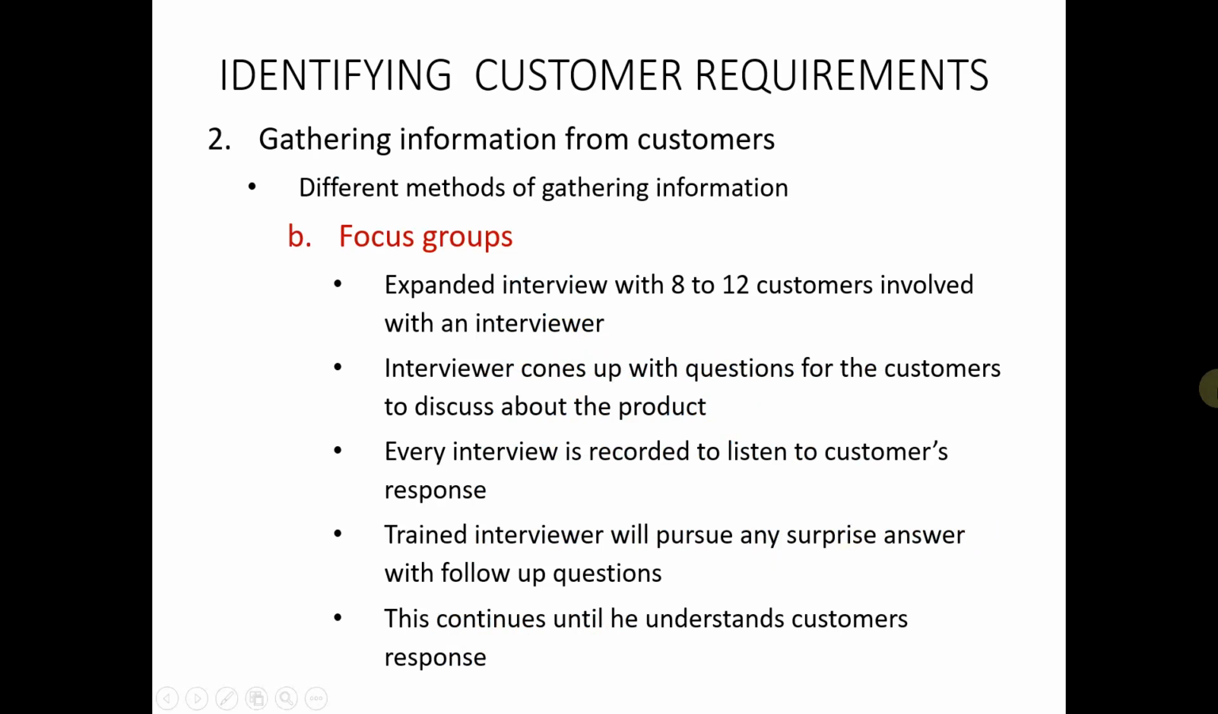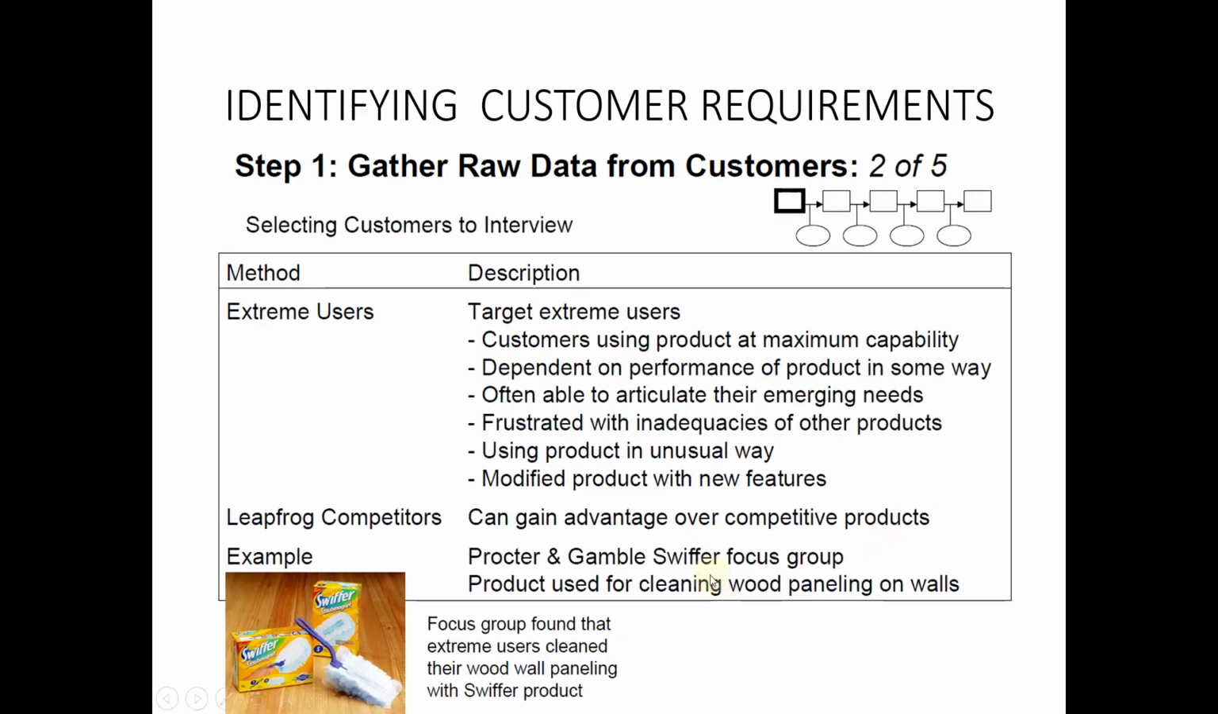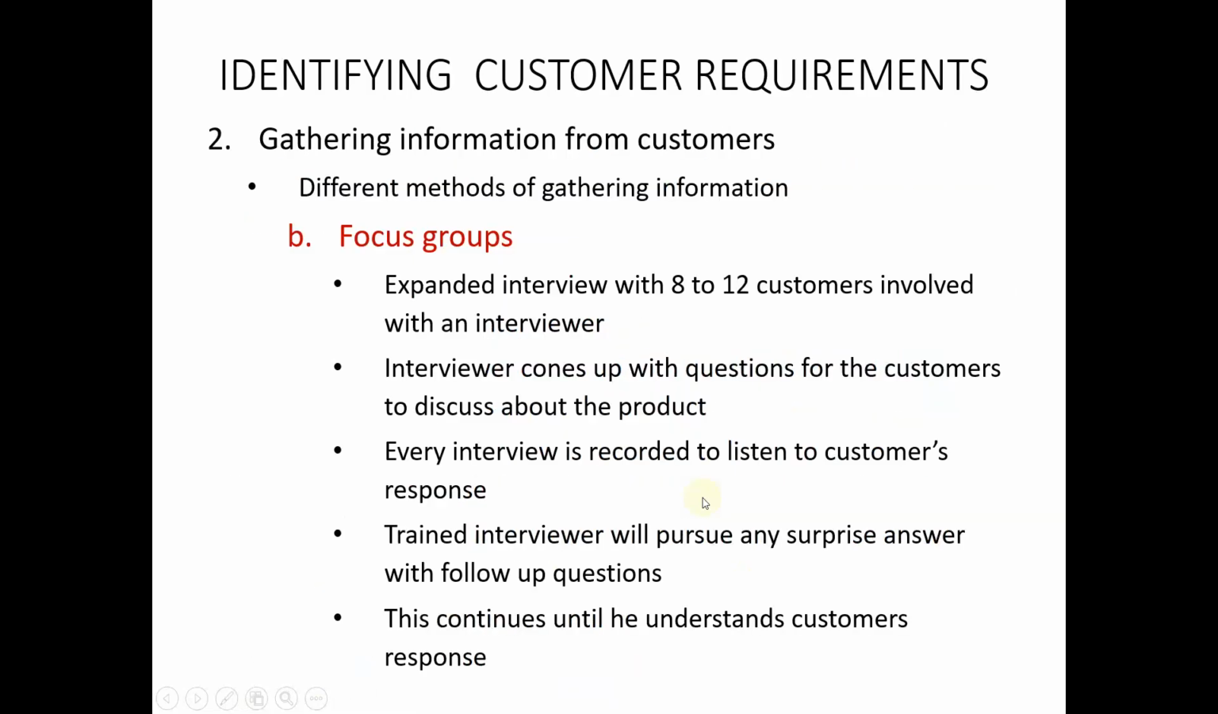So the interview we discussed is a one-on-one interview, where one interviewer will be going to the customer's place and interviewing one customer at a time, gathering as much information as possible from him. The second method of gathering information is focus groups. As we mentioned earlier in this example, the focus group is Procter and Gamble's Swiffer focus group. A focus group is actually another form of interview.